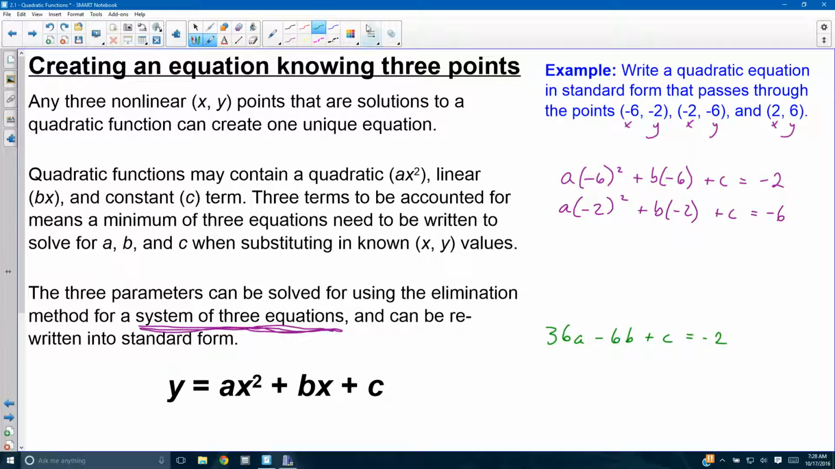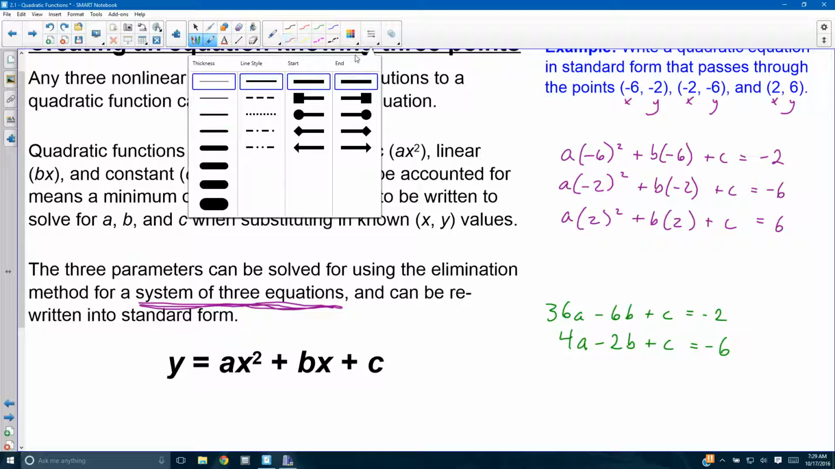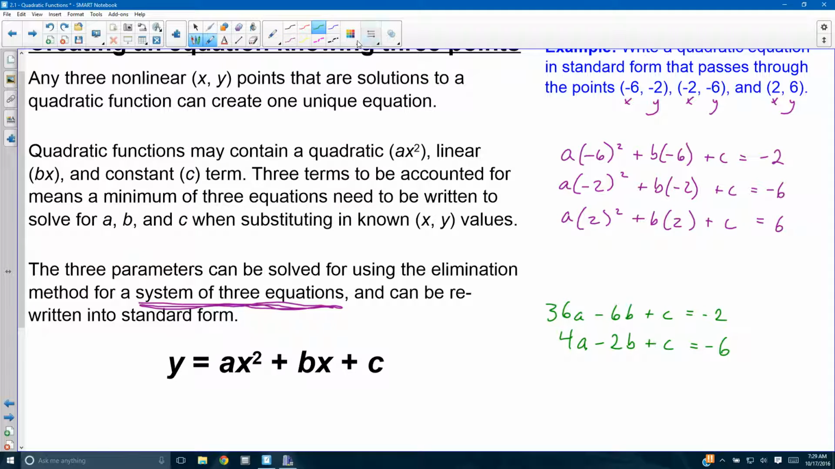Okay. Now, negative 2 quantity squared is 4, so now I'm going to get 4a minus 2b plus c equals negative 6. And my third equation, I can substitute 2 in for x and 6 in for y: a times 2 squared, plus b times 2, plus c equals 6. Okay, and I will get, once again, positive 4a. I'll get 4a plus 2b plus c equals positive 6.